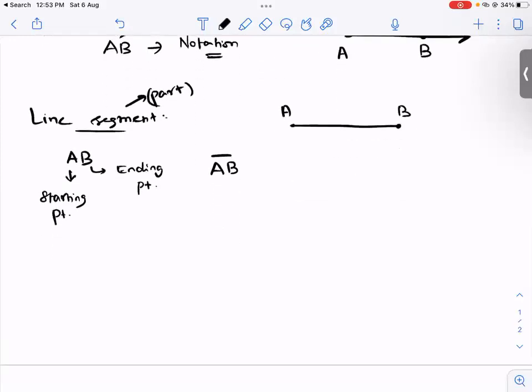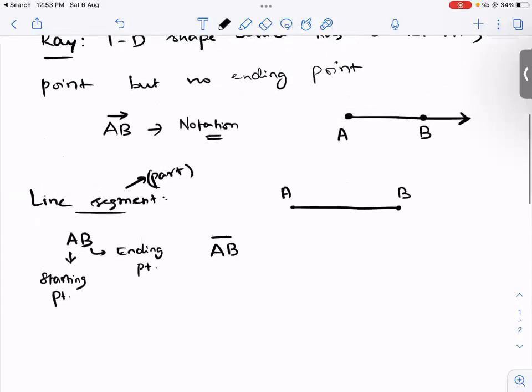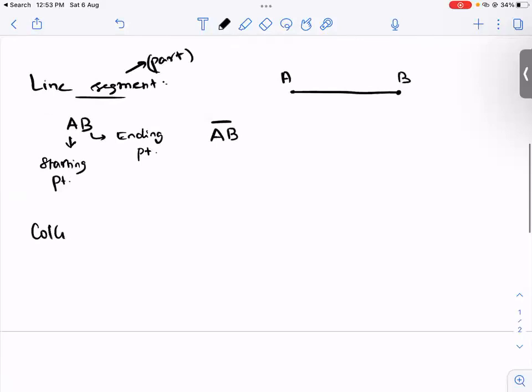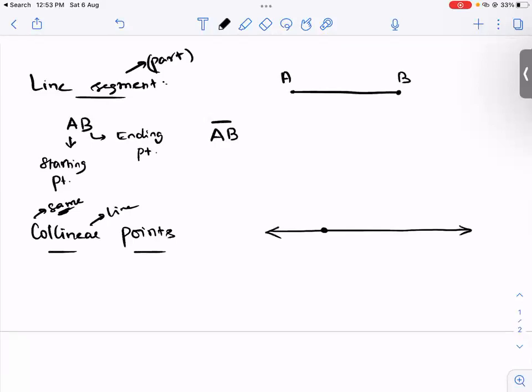So, for any line segment, you have a starting point as well as ending point. For a ray, you have only a starting point but no ending point. For line, you have no starting point and no ending point as well. Then, you have collinear points. What are collinear? Linear is straight line. Co represents same. So, co is same and linear is a line. Linear is derived from the term line. So, on a line, if I have three points, then those three points are said to be collinear points.